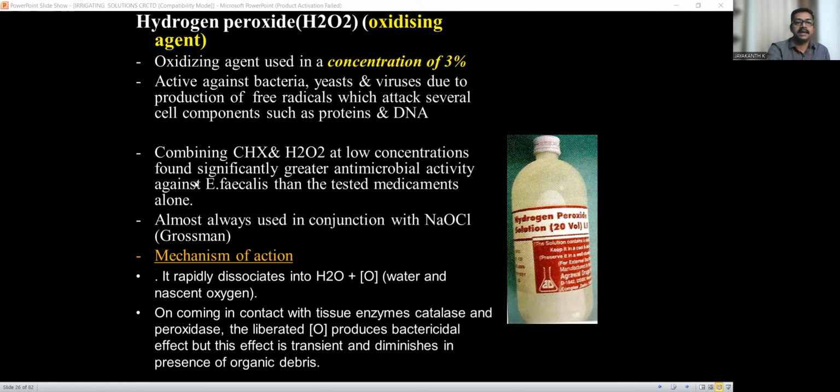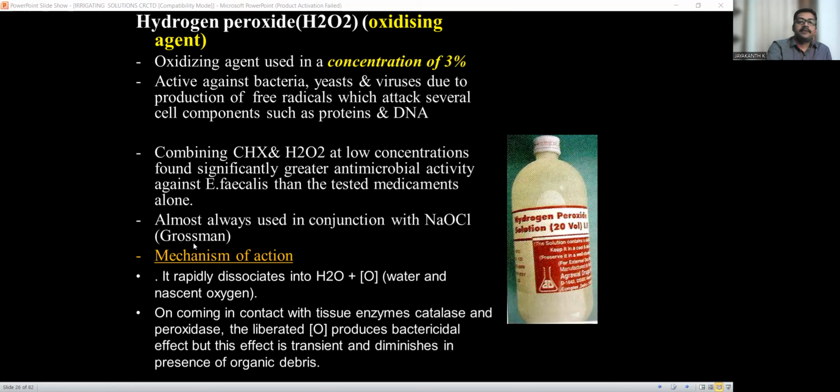It's an oxidizing agent. Combining chlorhexidine and hydrogen peroxide at low concentrations is found to have a greater antimicrobial activity against E. faecalis than the tested medicaments alone. E. faecalis is considered to be one of the bacterial species that can even remain within the root canal system even after a successful root canal treatment. It is almost always used in conjunction with sodium hypochlorite, according to Grossman.